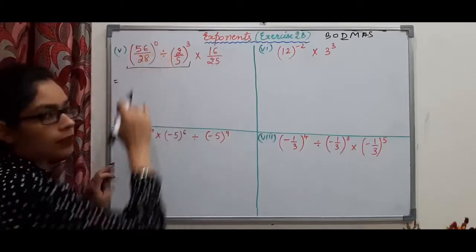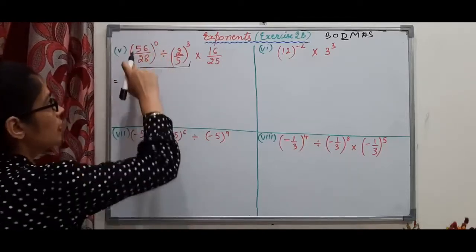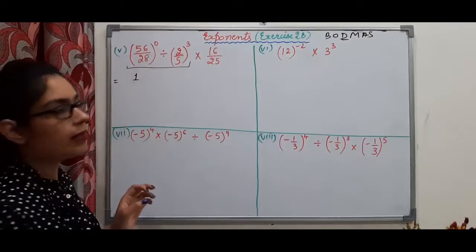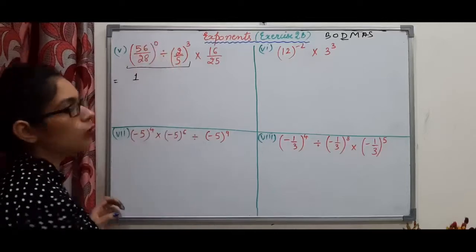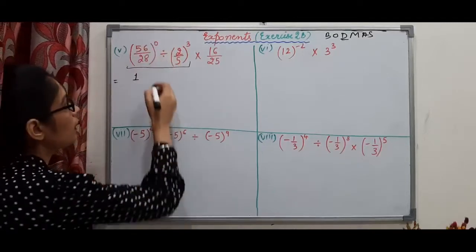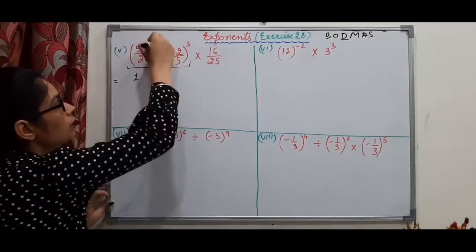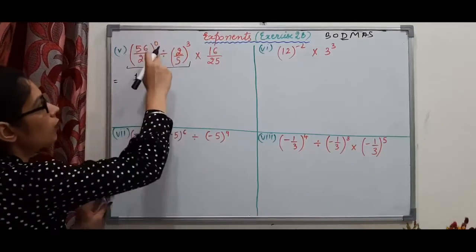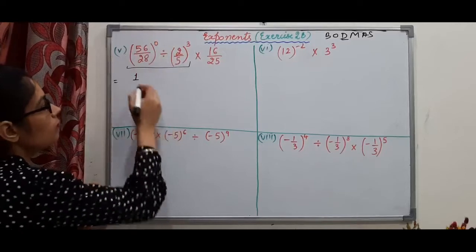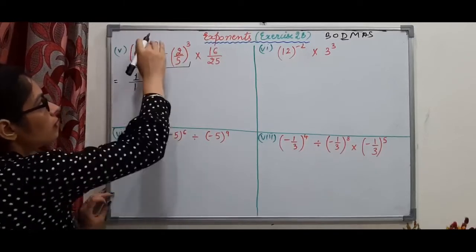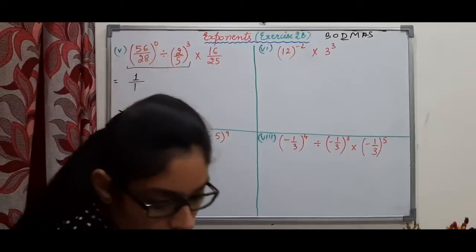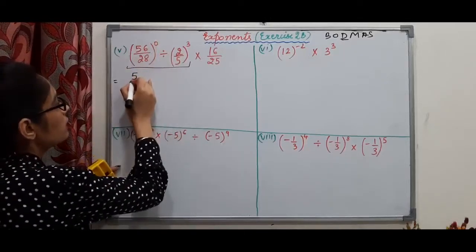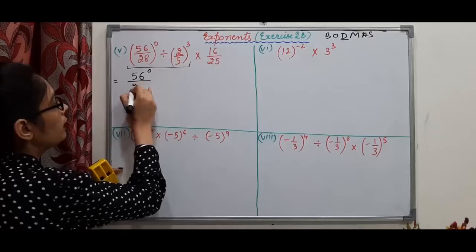Any number, if its power is 0, it will be equal to 1. So (56/28) whole power 0 is equal to 1. See, the full number's bracket is written, that means the power of 56 is also 0 and the power of 28 is also 0. So 1 by 1 it will become. Separately, if you want, you can write 56 to the power 0 and 28 to the power 0.